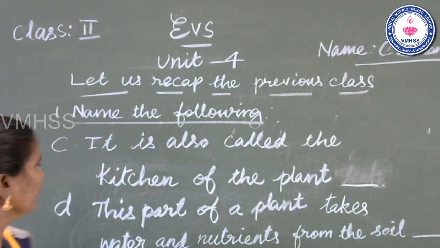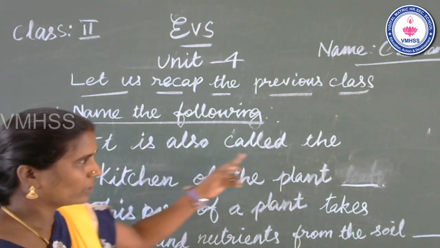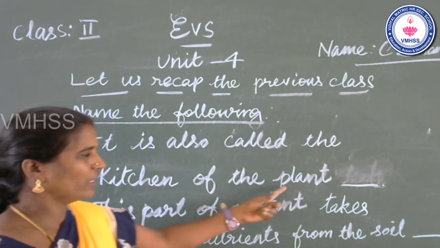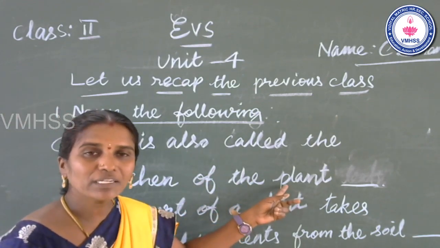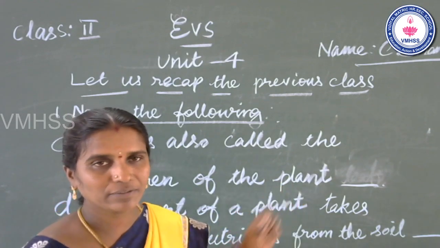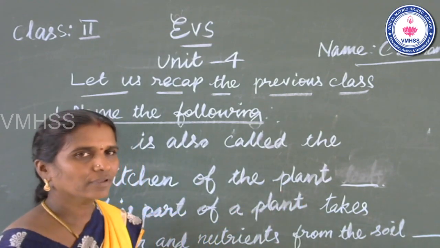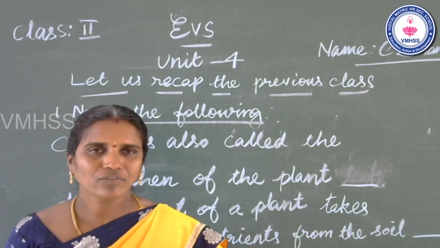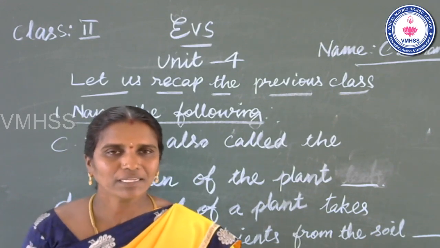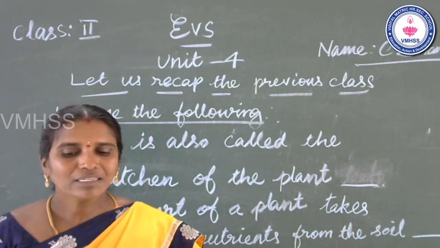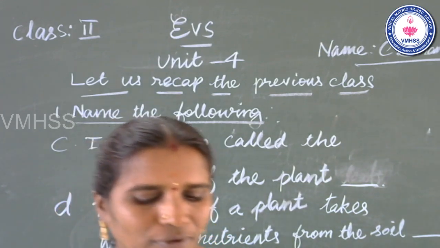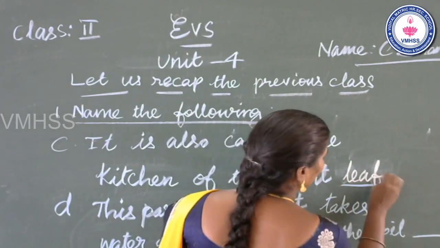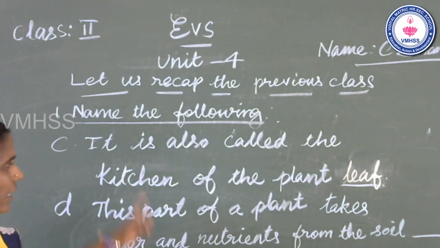Okay, children. Listen. It is also called the kitchen of the plant. Which part is called the kitchen of the plant? Very good. Very nice answer. Leaf. Say the spelling of leaf. L-E-A-F. Leaf.